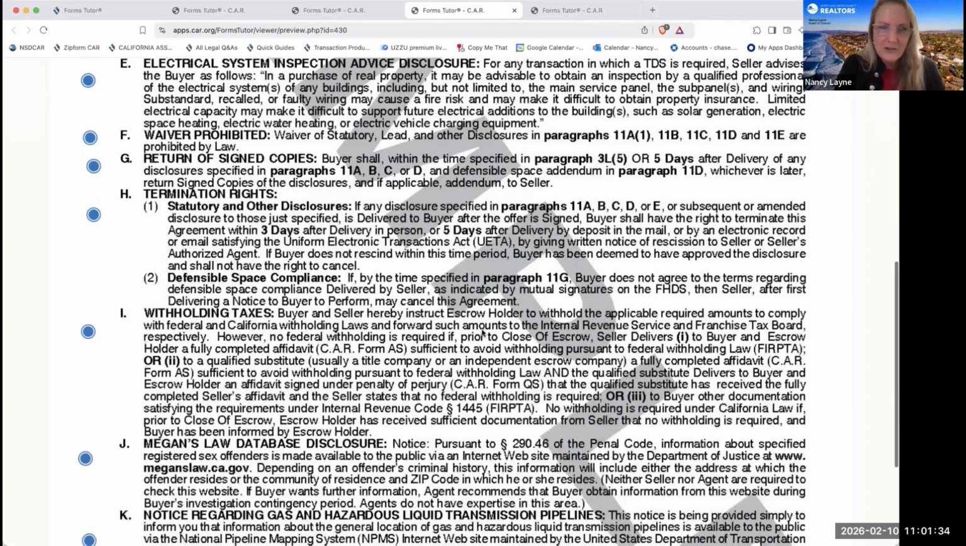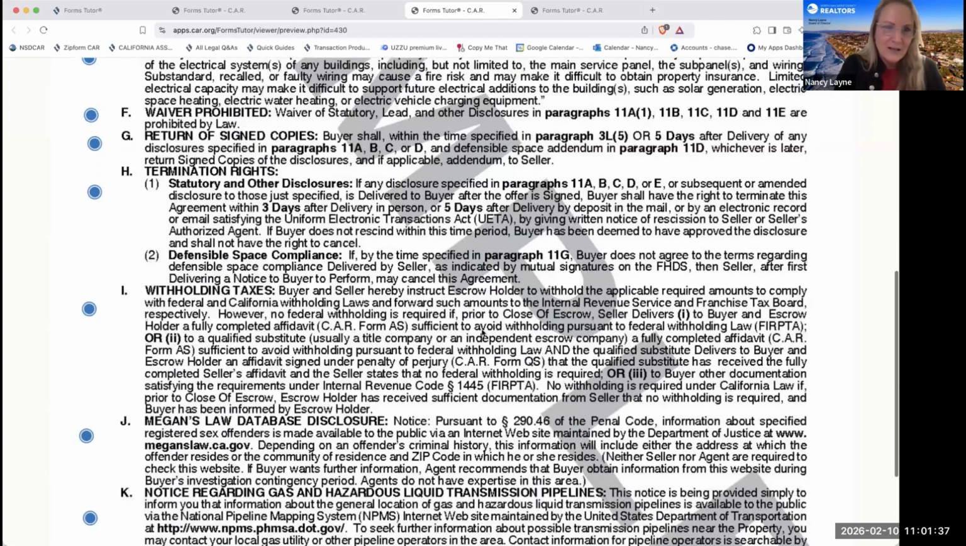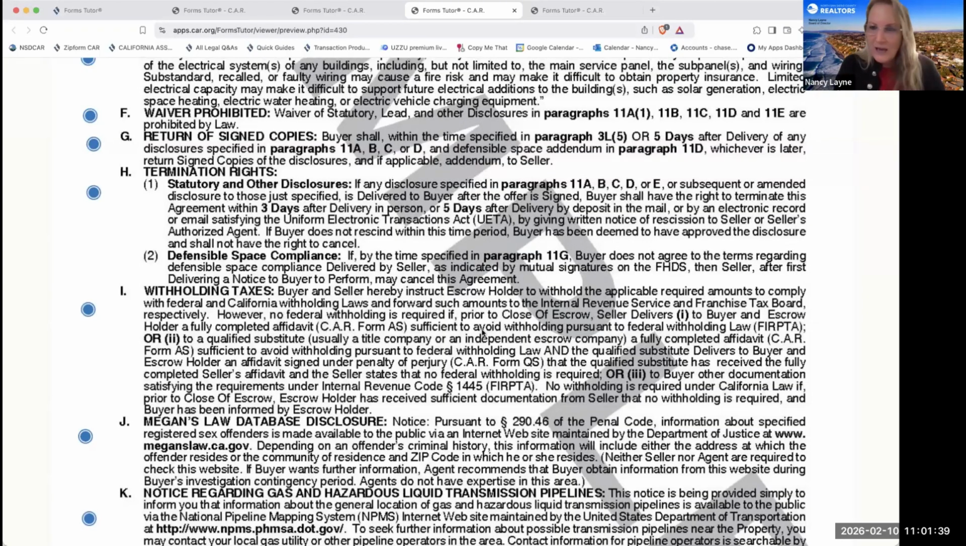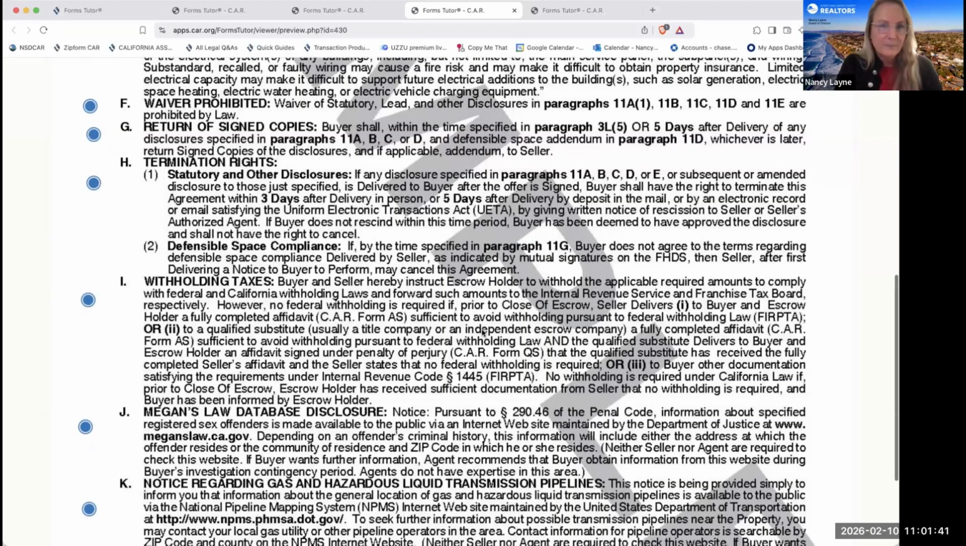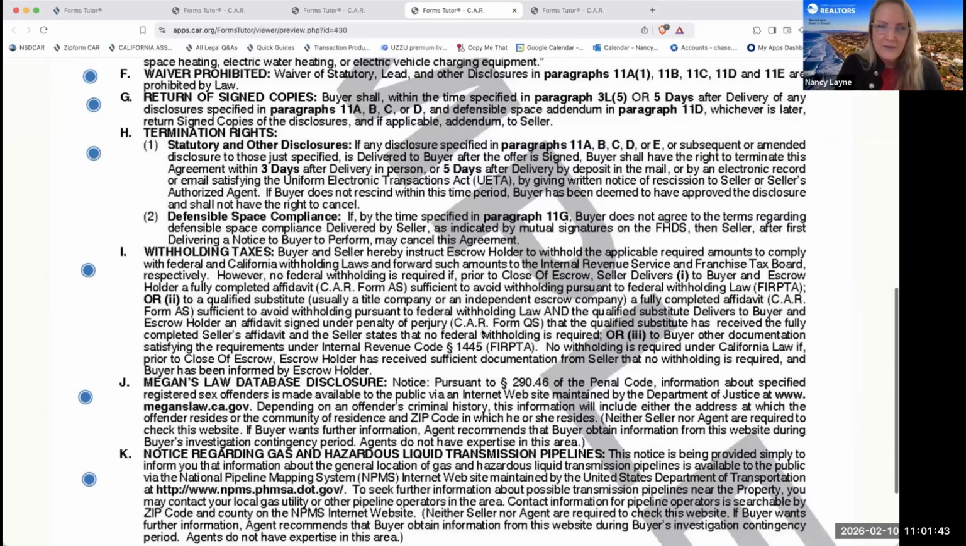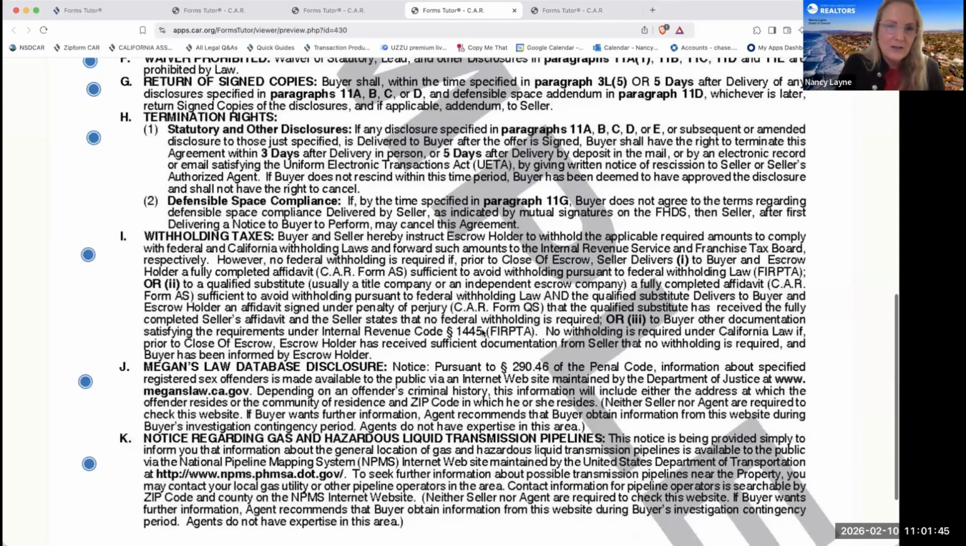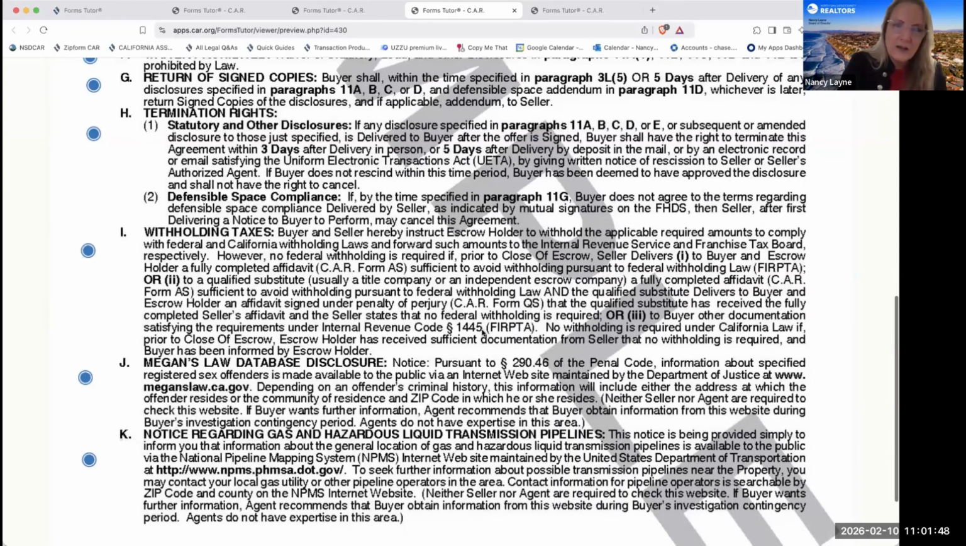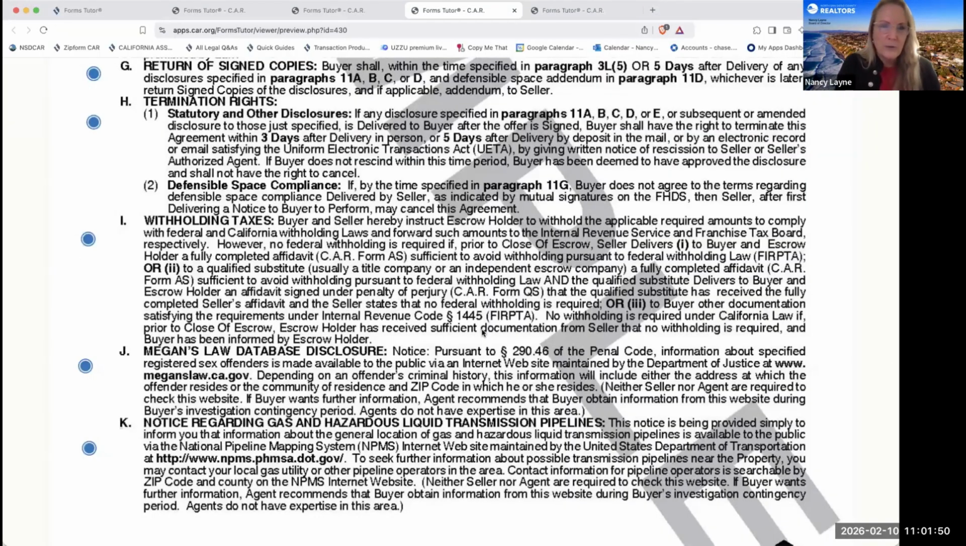Waiver of statutory lead or other disclosures are prohibited by law. So you cannot say, I don't care about lead. Termination of rights: if any disclosure is amended or delivered to buyer after the offer is signed, the buyer shall have the right to terminate this agreement within 3 days in person or 5 days after delivery in mail. That one always cracks me up. Nobody goes around with their little paperwork in their hand handing it to people anymore, right? So almost never are you going to see that 3-day thing. It's almost always going to be 5 days.